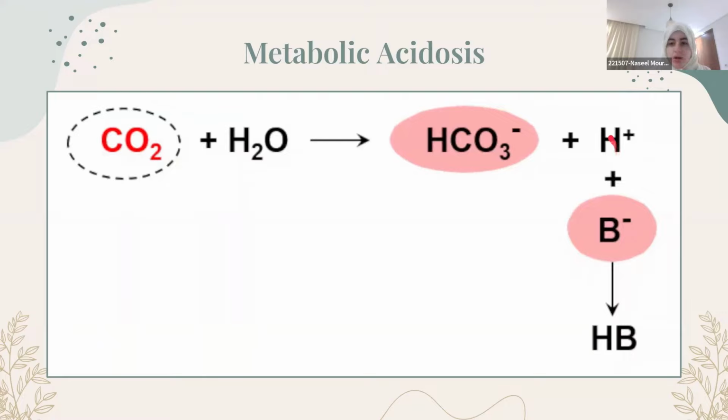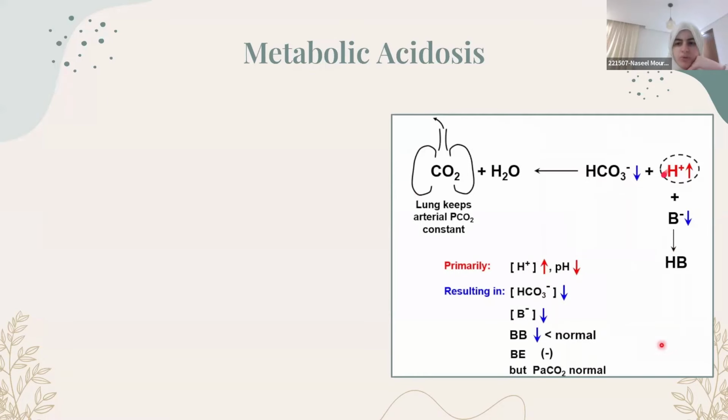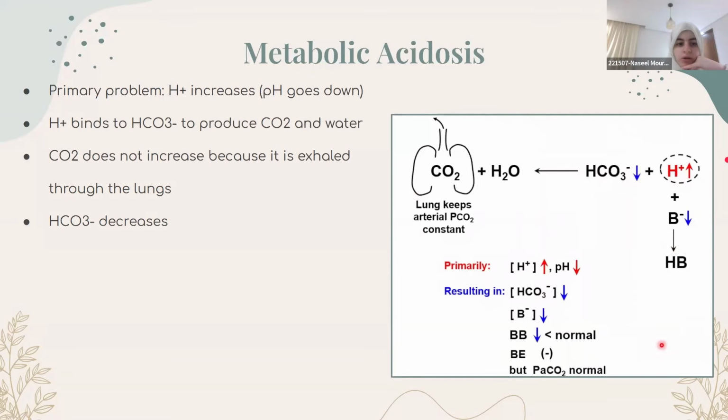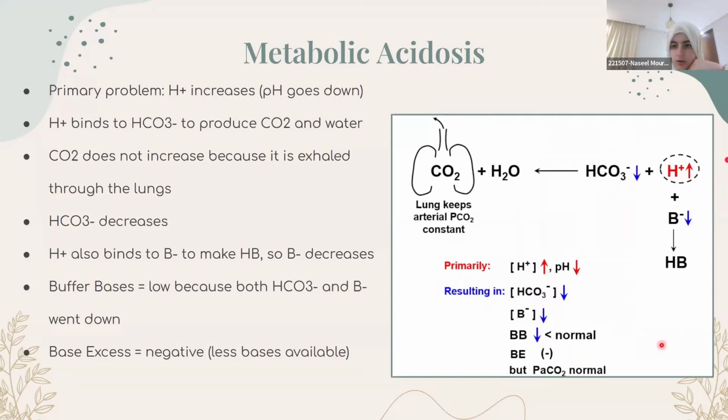We said this before. The H plus would bind to bicarbonates and to B minus, and so these two values would decrease, and you'd get more CO2, but CO2 would be exhaled by the lungs. Okay? So, in other words, your buffer bases would go down because you're taking up all the bases, and your pH would go down as well because you're having increased hydrogen. Okay? So this was shown here. This is basically everything that we said. All right, so H plus goes up, pH goes down.